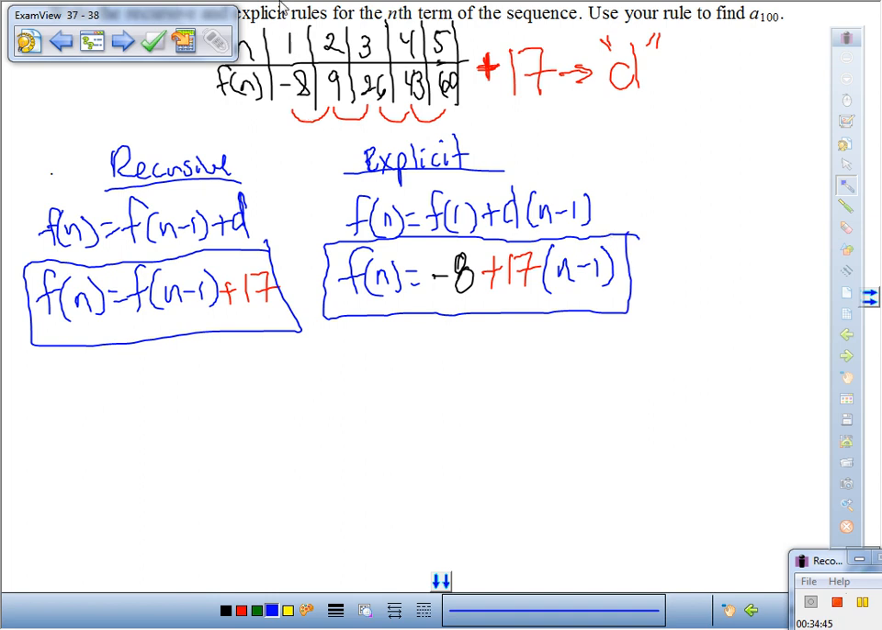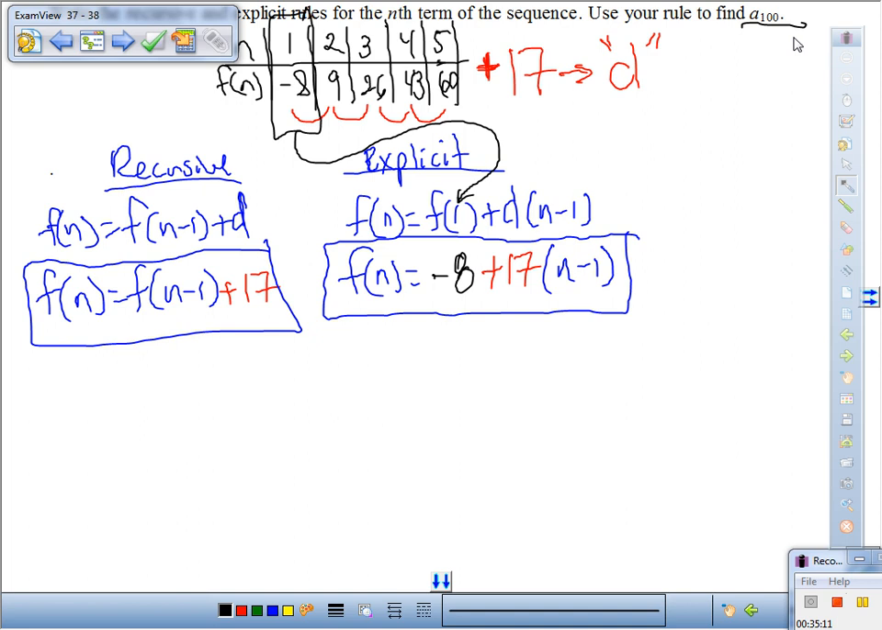Negative, it's our f of 1? Yeah, our first term. All right. If you didn't see, f of 1 is our first term, which is this one, and that goes in here. All right, so now that we have that, question, what term do they want us to find?